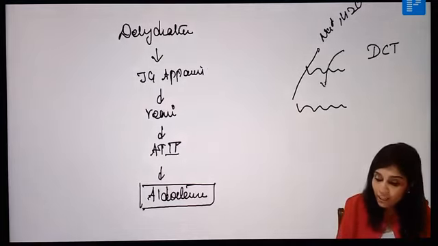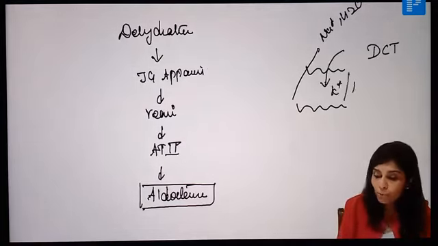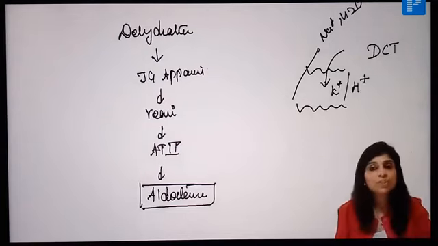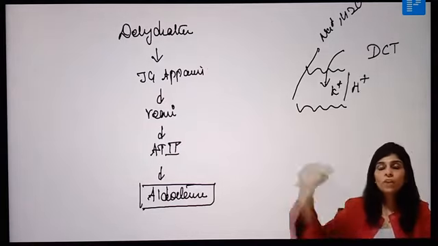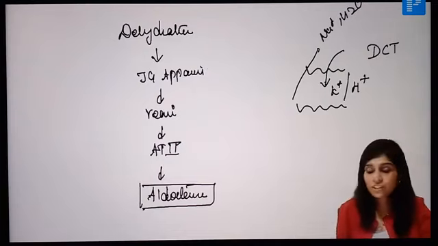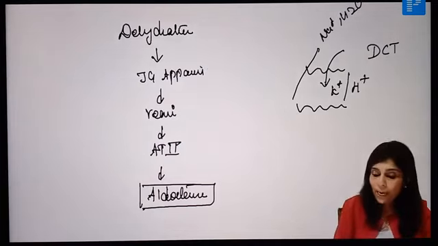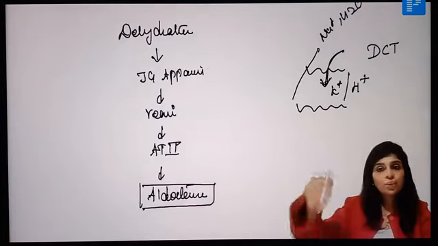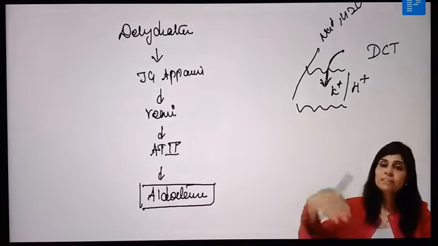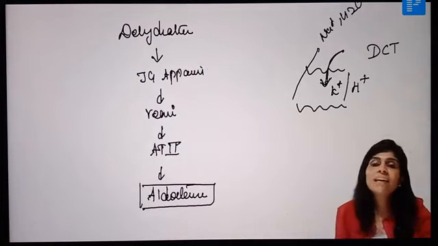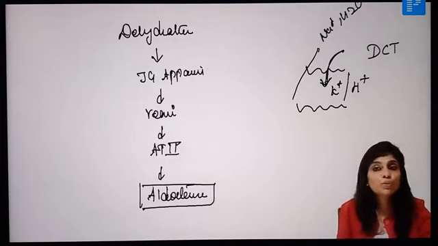But reciprocally, aldosterone causes potassium and H plus secretion. Aldosterone reabsorbs sodium and water, and reciprocally causes potassium and H plus secretion into the urine. What will happen when potassium is secreted into the urine? There will be hypokalemia. What if H plus ions are secreted into the urine? That will cause metabolic alkalosis.